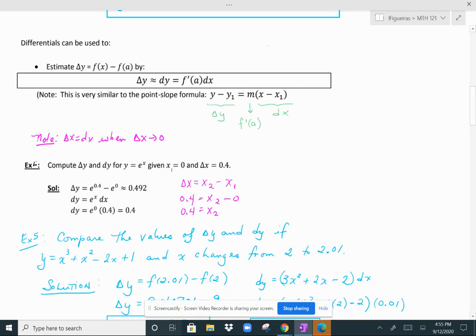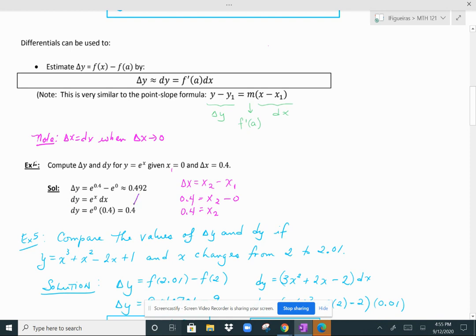Now let's see what our dy gives us. dy is the derivative of y, which is e to the x, and the derivative of e to the x is e to the x, times the differential dx. We always start with the initial value. So my dy is e to the 0 times dx, which is delta x. That's a small number, so it qualifies as a decent approximation. So you plug in 0.4 for dx, and you get that dy is 0.4.